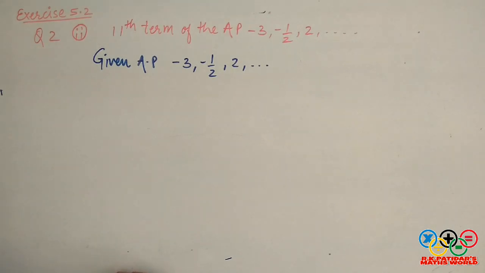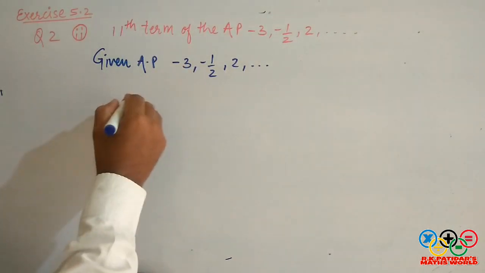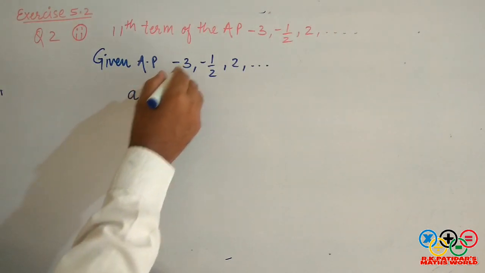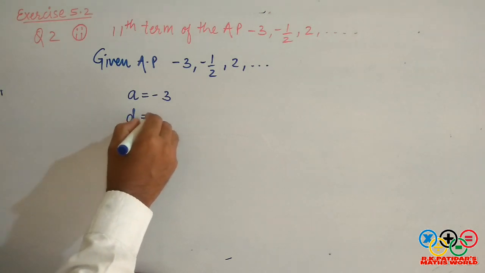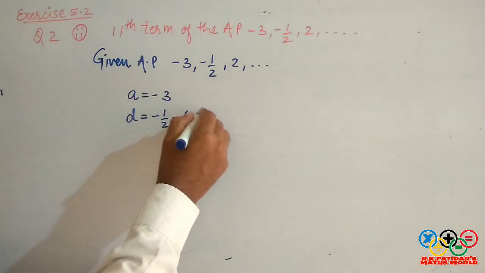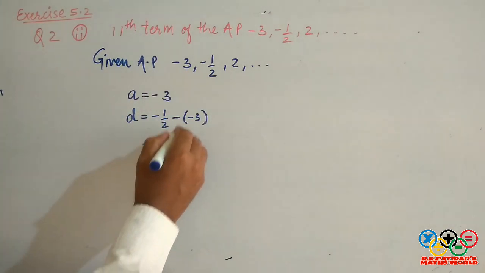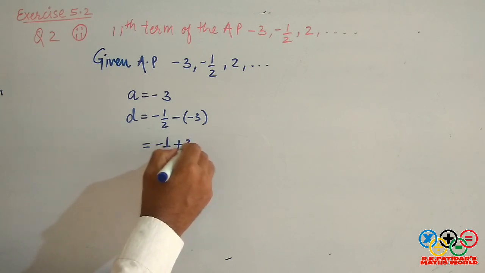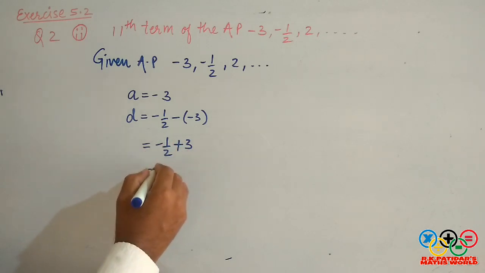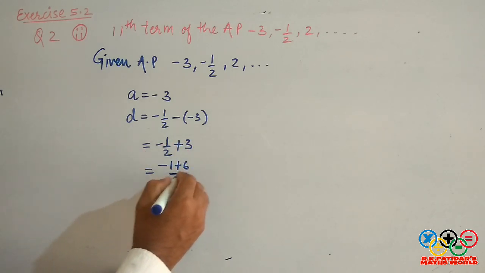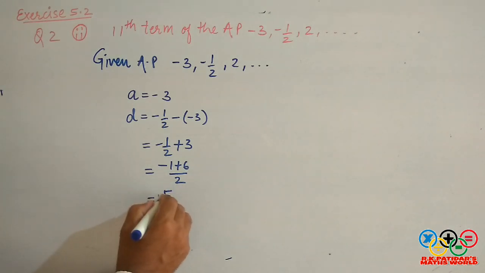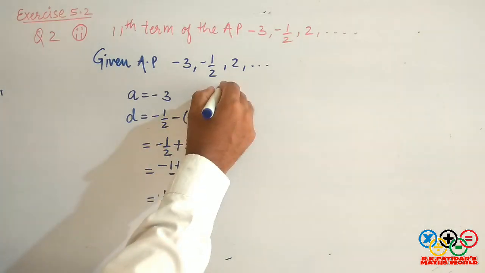To find out the 11th term, we consider the given AP and find out two things, that is first term and common difference. So first term is -3. Common difference is -1/2 minus this -3. So it is -1/2 plus 3. So it is 2 threes are 6. So -1 plus 6 by 2, that is 5/2. This is the common difference.